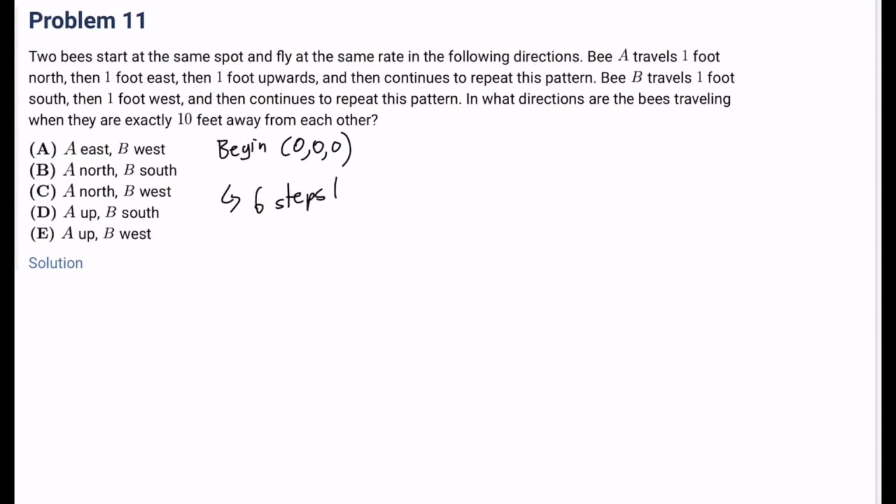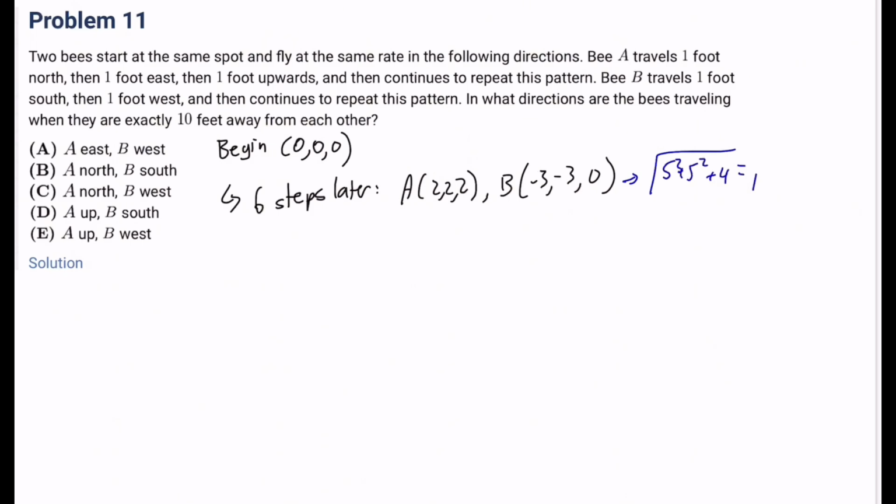6 steps later, A is going to be at 2, 2, 2. And then B is going to be at -3, -3, 0, right? Because B doesn't go up or down. And so if we get the distance, then the distance is root of 5 squared plus 5 squared plus 2 squared, that's 4. That's going to be equal to root 54, so it's not 10 yet, so we need to go more.